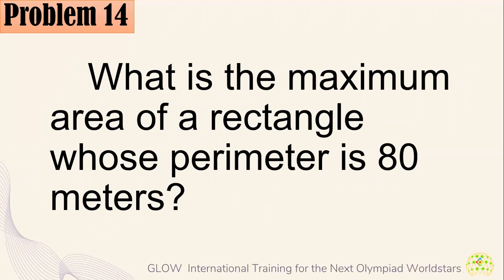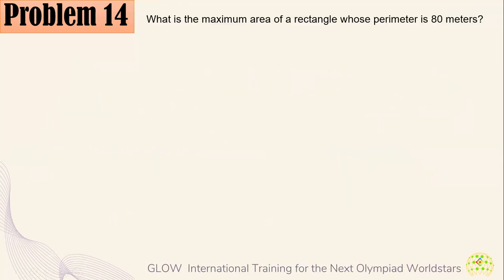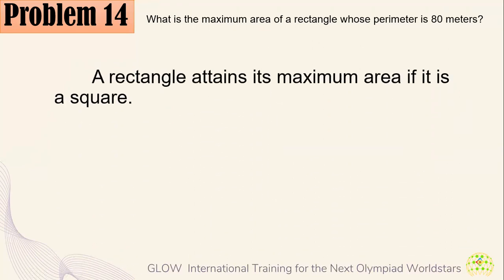What is the maximum area of a rectangle whose perimeter is 80 meters? More often than not, others approach this using calculus, others approach this using quadratic equations. But for now, we will stick with an elementary approach. And remember that among all the rectangles having equal perimeters, it attains its maximum area if it is a square. And this entails that all 4 sides are equal in terms of length.